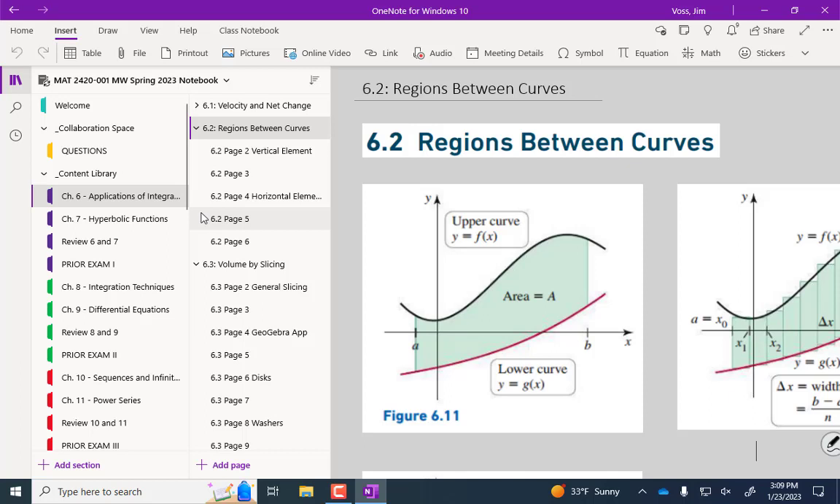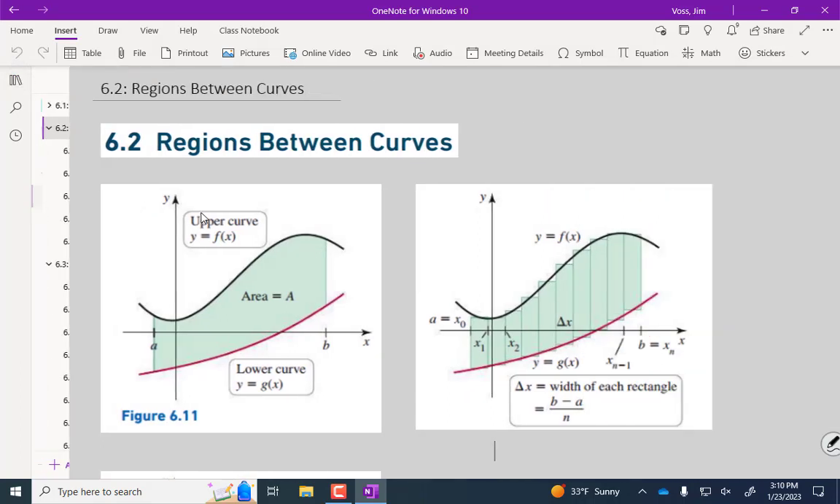49. All right, so we are in 6-2. We're starting 6-2 today. So we are going to find area between curves. That's going to be our first task.